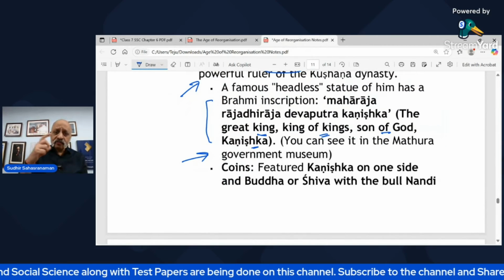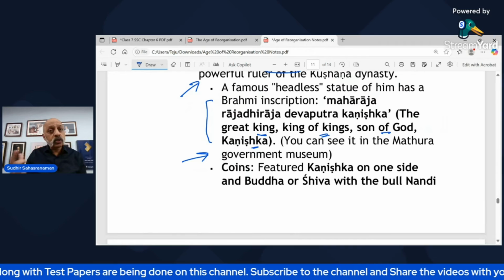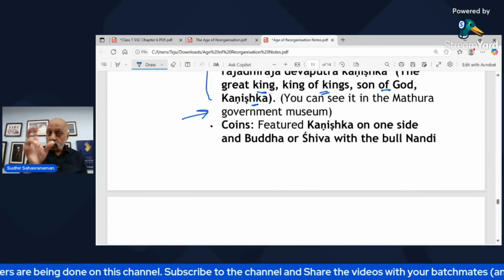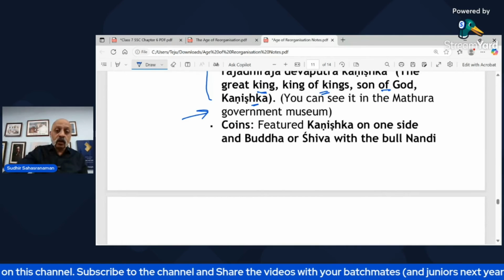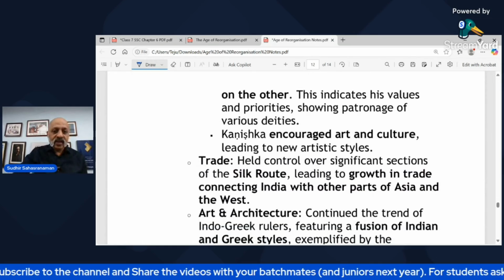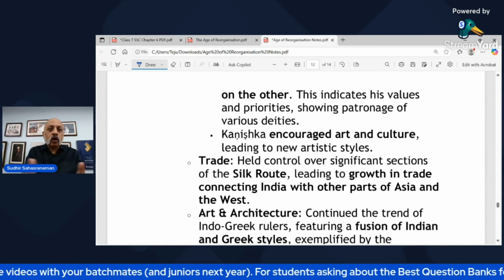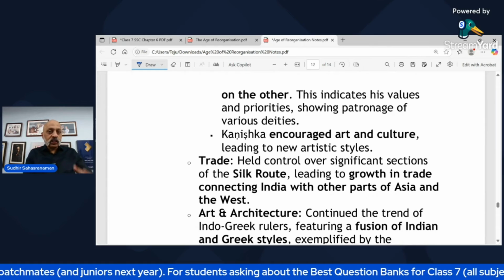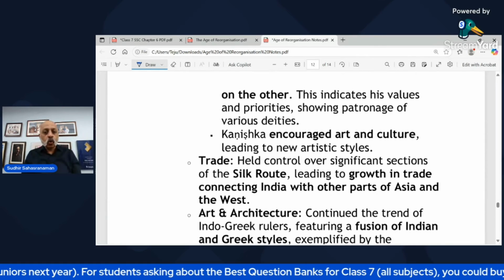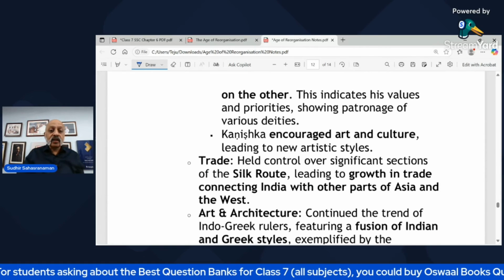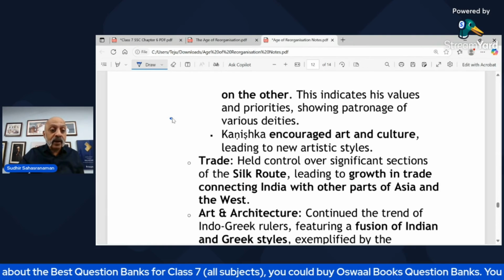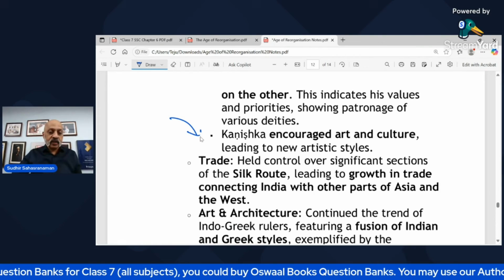The coins featured Kanishka on one side and Buddha or Shiva with the Nandi bull, you know, the Nandi bull which is the vehicle of Lord Shiva, on the other side. So this indicated his values and priorities, which meant that he was very tolerant even about Hindu gods. It is not as though he was imposing his own religion. He encouraged art and culture, which led to much intermingling of different kinds of art and culture.